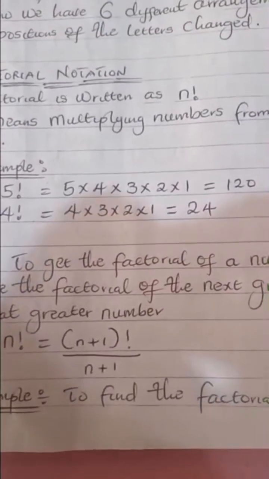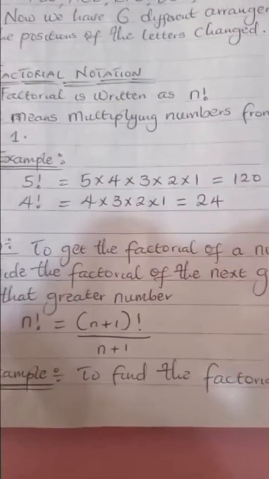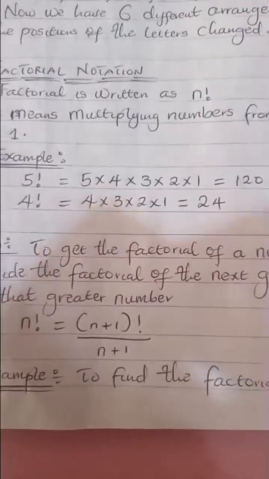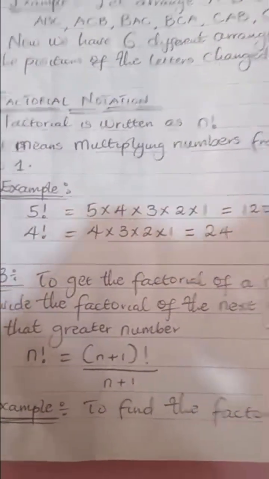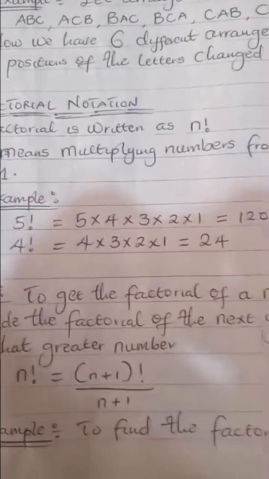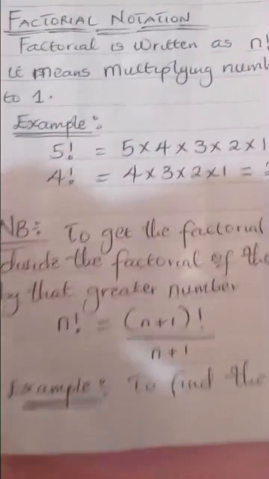And you can see that we have 24 as 4 factorial. Even 3, if it's 3 factorial, we can also say 3 times 2 times 1. That's how it works, right? Now factorial is needed in permutation because it helps us to understand the concept of permutation very well.